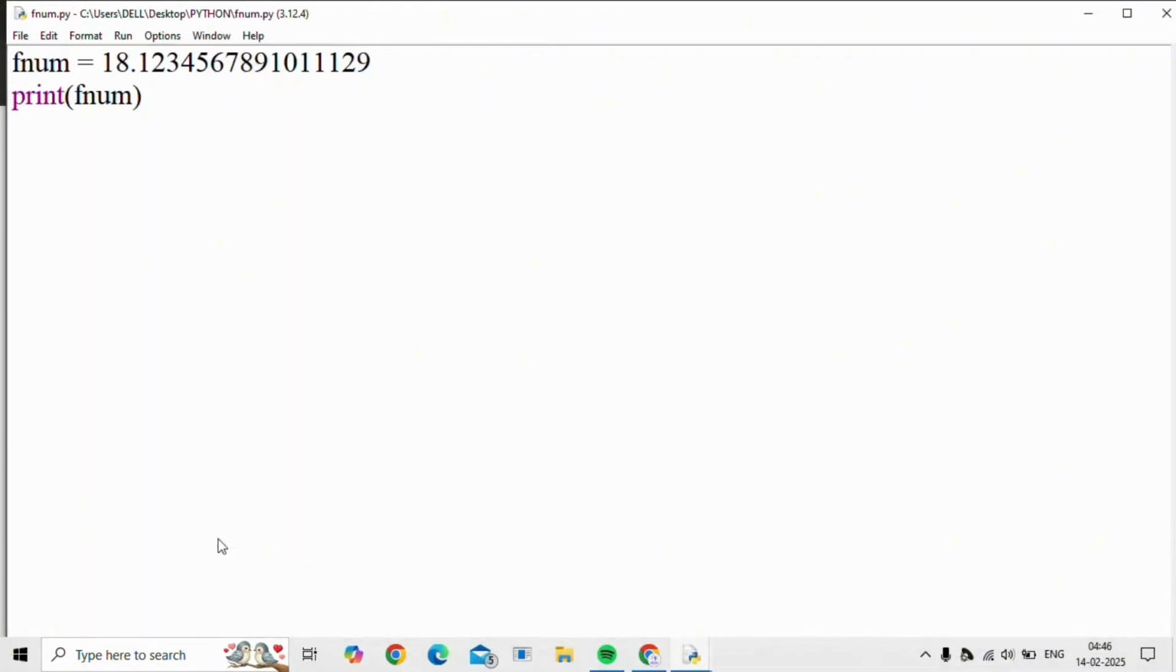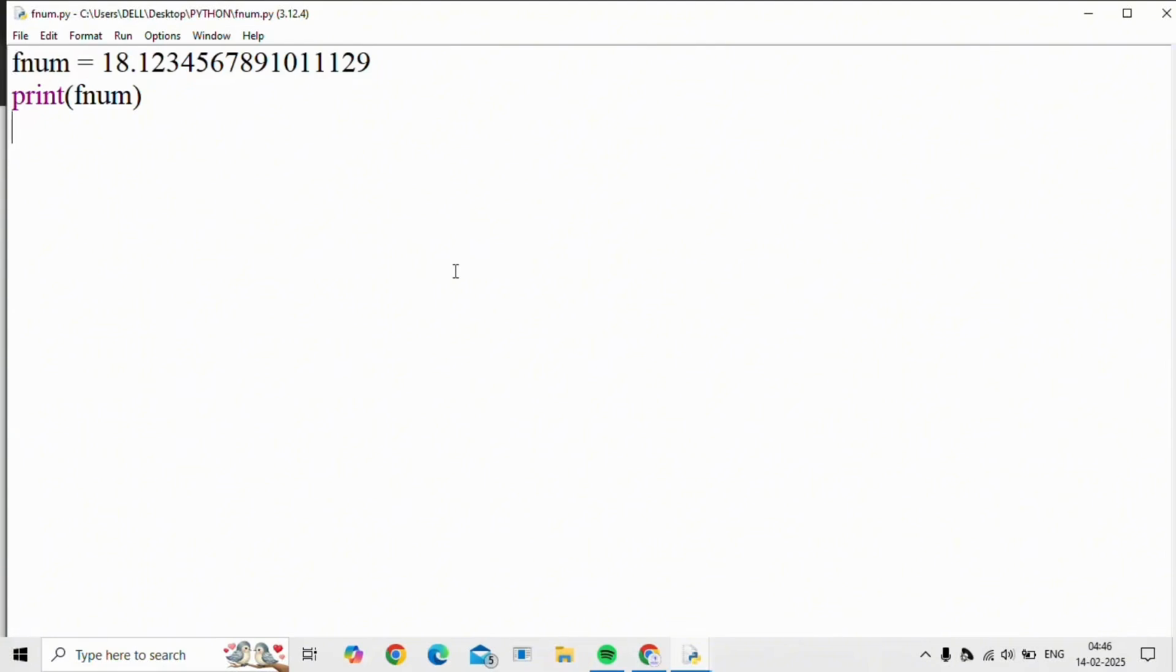In the next example, we declare one float variable. It contains a value. After the decimal point, totally 16 digits are available. But the level of accuracy is 15 digits.